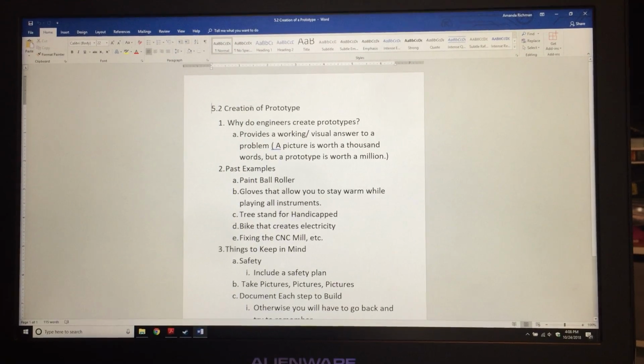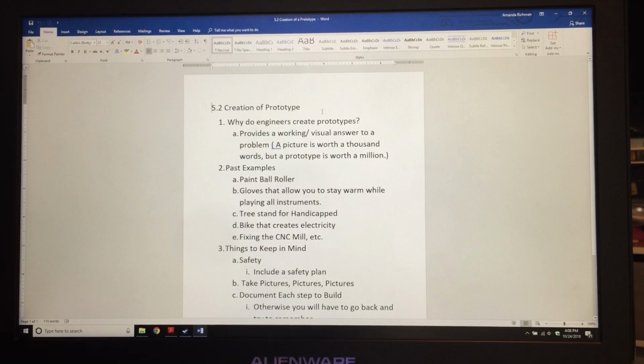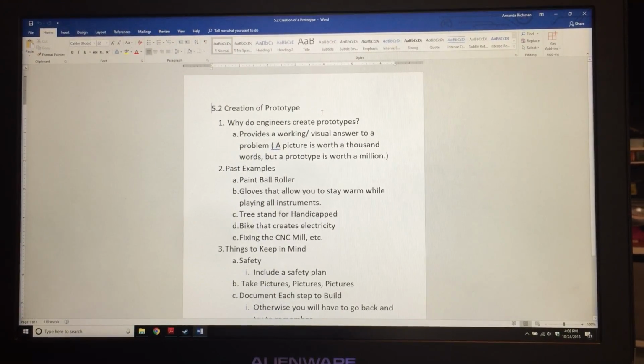This is 5.2, Creation of Prototypes. After you have gone over the video for the second review, this is the next video, so make sure you get that in first. We're going to talk about creating a prototype: why we do it, some examples of what's been done in the past in this class, and then some things to keep in mind.